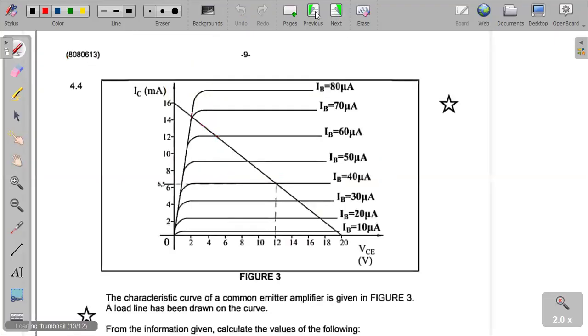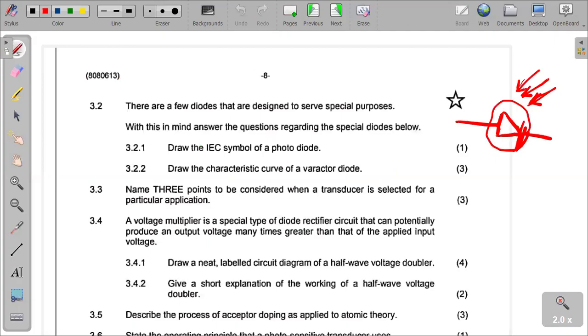So let's now quickly refer to the next question. Name 3 points to be considered when a transducer is selected for a particular application. Right, what are to consider? Number one, consider the physical quantity to be measured and the accuracy required. Secondly, thirdly, the conversion principle which is most suitable, and also operating range, sensitivity, stability and reliability. Those are the points to be considered when a transducer is selected for a particular application, right?